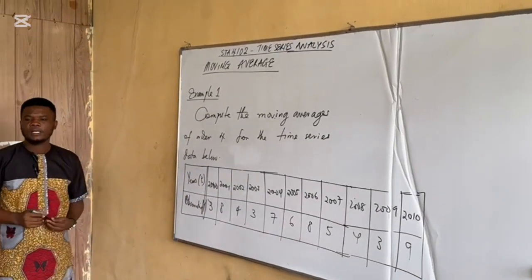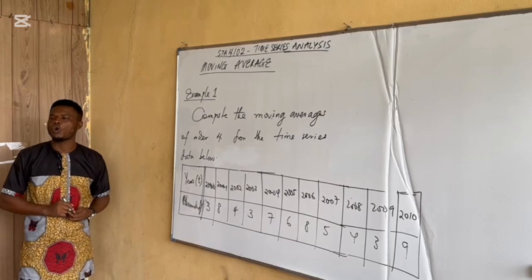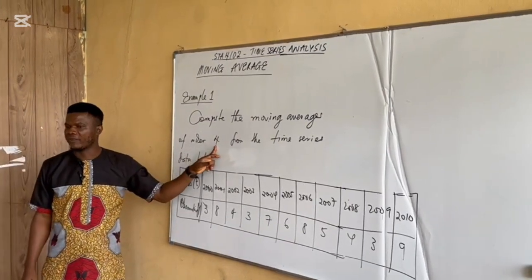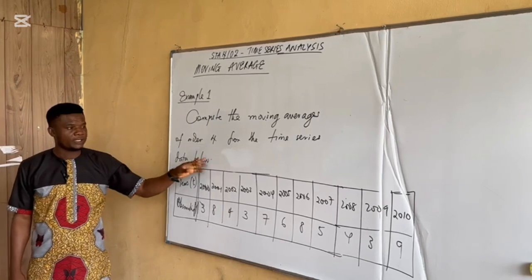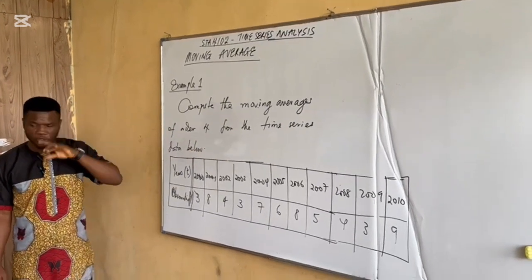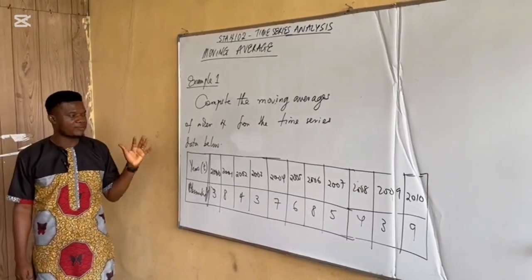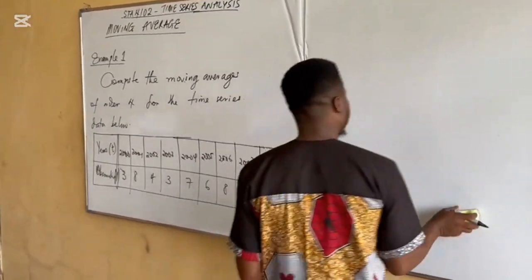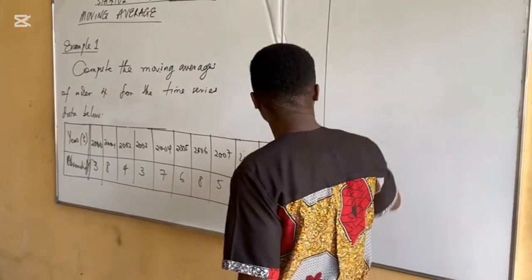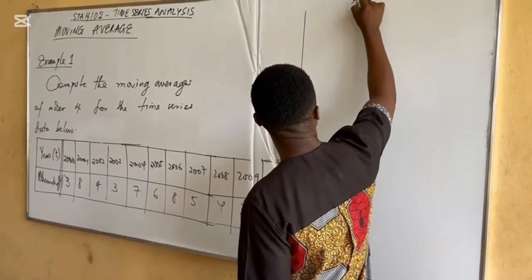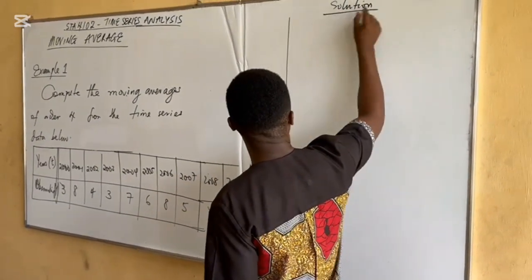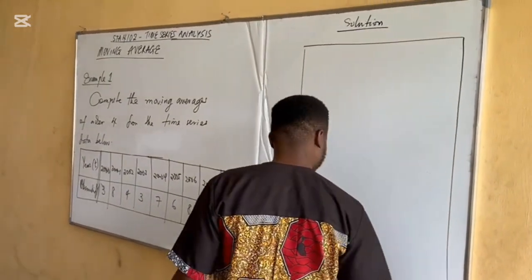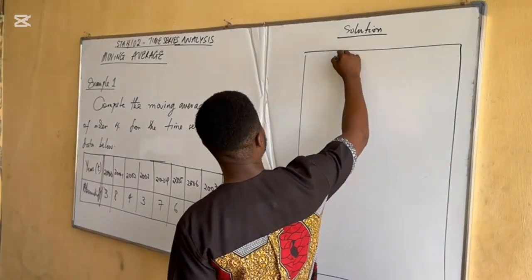Now, so we want to see how to compute the moving averages of order 4. Is it clear? The question says compute the moving averages of order 4 for the time series data below. Okay? So I'm going to come over here, and when putting up your solution, I will prefer you give me in a manner like this, or you explain or summarize in a manner like this.